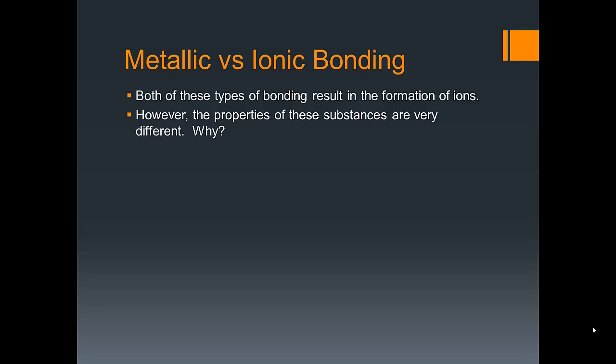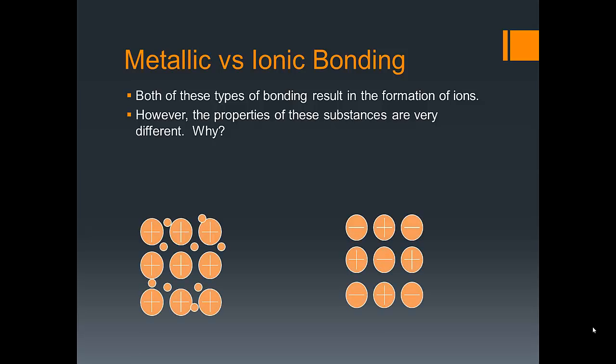All right, metallic versus ionic bonding. Both of these types of bonding result in the formation of ions, or an organized structure of ions. But the properties of these substances are pretty different in terms of how they behave under certain conditions. So why are they so different?